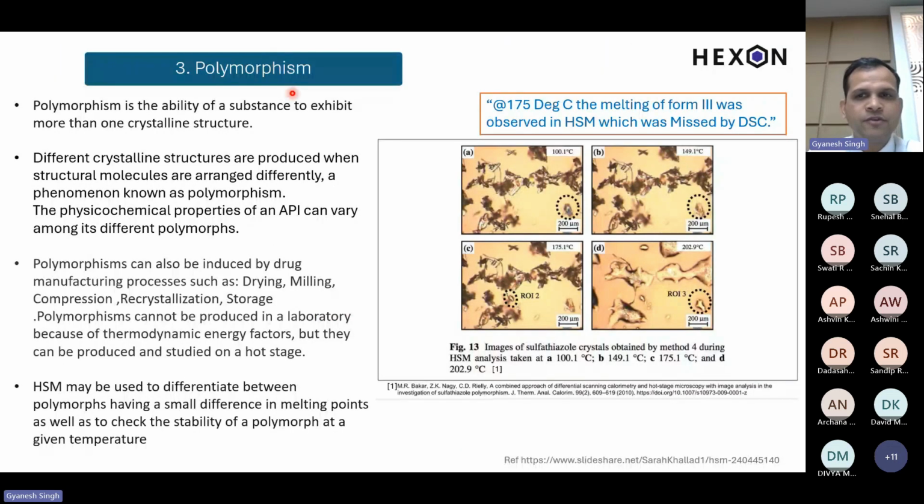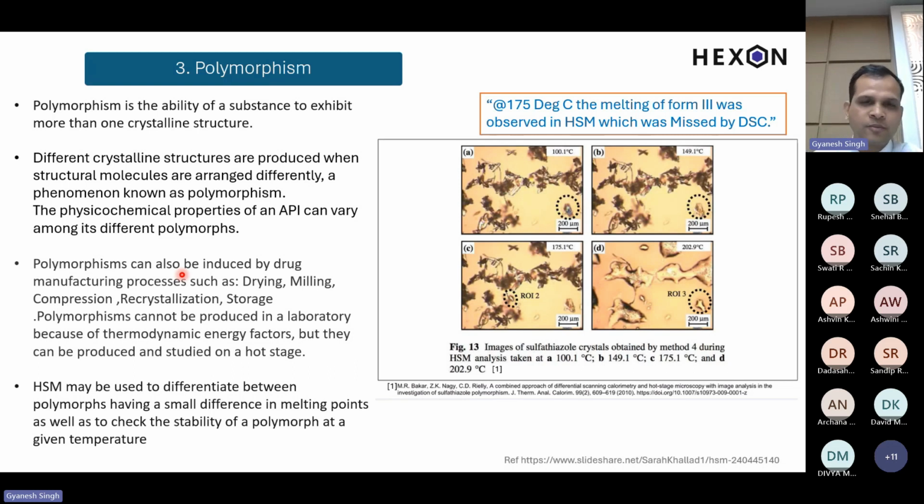Polymorphism is the ability of substances to exhibit more than one crystalline structure. Different crystalline structures are produced when structural molecules are arranged differently, a phenomenon known as polymorphism. The physiochemical properties of an API can vary among its different polymorphs. Polymorphism can also be induced by the drug manufacturing process, like drying, milling, recrystallization, and storage.